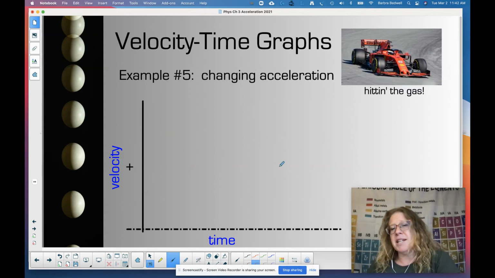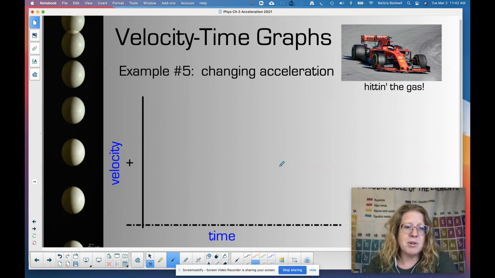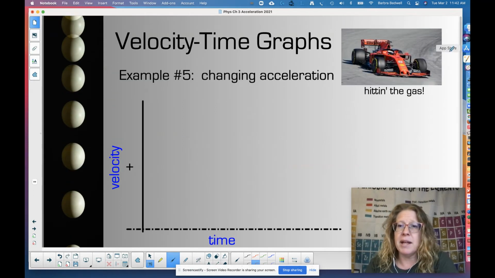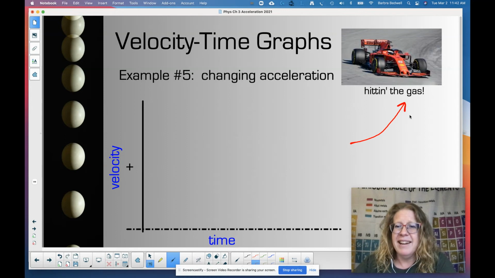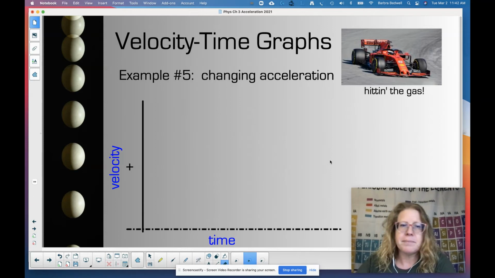Okay, what if it's changing its acceleration? Something like this, where we've got something like a race car, which doesn't just go kind of slowly but surely, but they kind of start slow and they go, right? They speed up, they hit the gas. They don't always have the same level of acceleration, changing rates of acceleration.